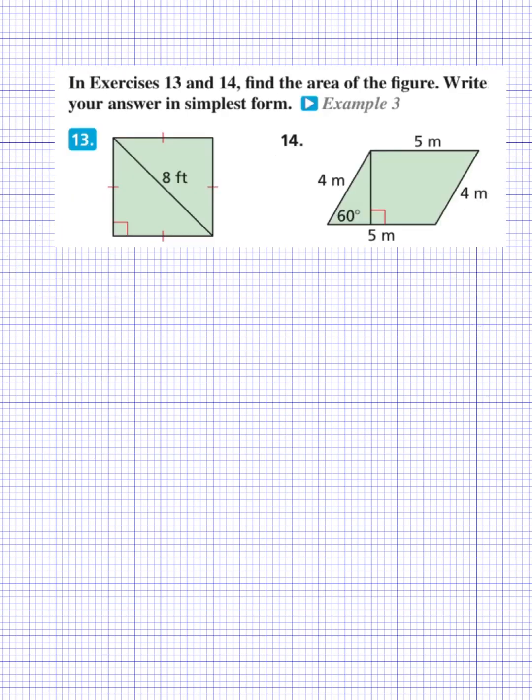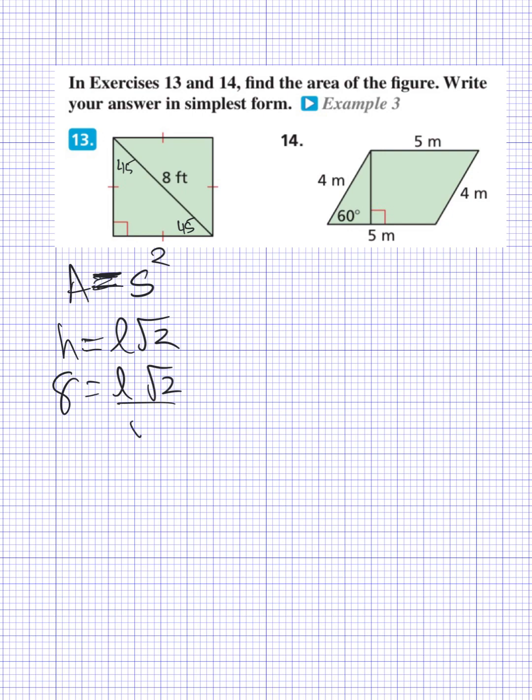Find the area of the figure. Write your answer in simplest form. So this is a square. All four sides are the same. It's 90 degrees. So the area of a square is base times height, except the base and the height are the same. So we call that s squared for the side. So we need to find the side. So since it's a square, this is a 45, 45, 90-degree triangle. Hypotenuse is the leg times the square root of 2. So we need the leg. The hypotenuse is 8.